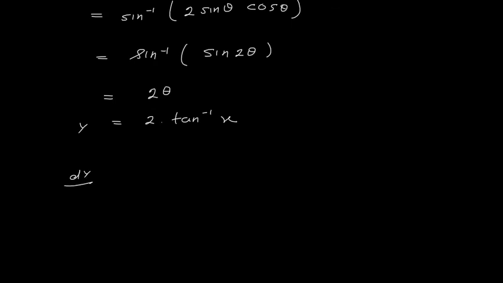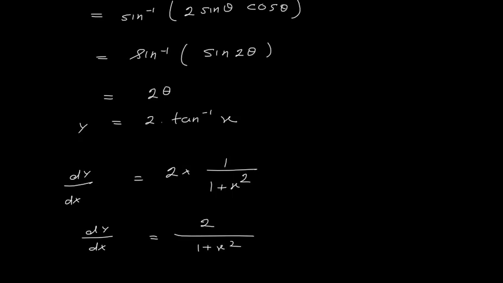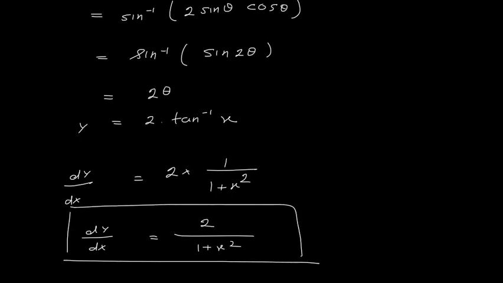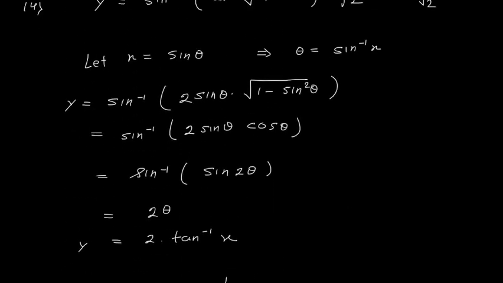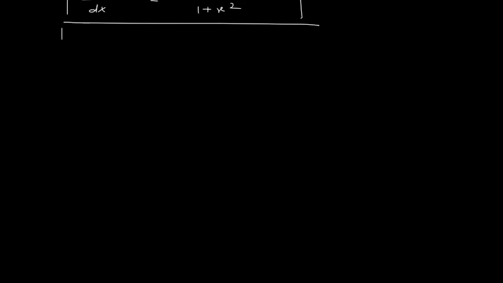Now find out dy upon dx. So dy upon dx is equal to 2 into 1 upon 1 plus x square. So dy upon dx is equal to 2 upon 1 plus x square. In this problem, the substitution was a little different from the previous problems. In the previous problems, we were putting x equals tan theta. Here we put x equals sine theta. Now let us see the next question, question number 15.